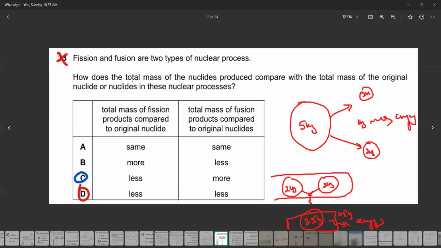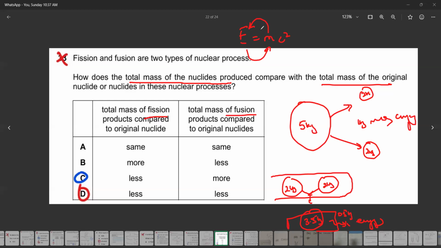They ask how the total mass of the nuclide produced compares with the total mass of the original in nuclear fission or in nuclear fusion. In both cases it will decrease, because the remaining mass is converted into energy. The question was about the total mass. Is it clear? That's also Einstein's concept of E equals mc squared: matter can convert into energy and energy can convert into matter.